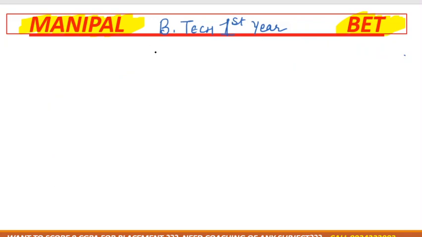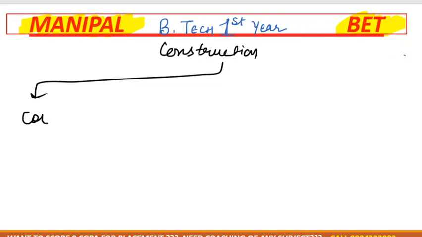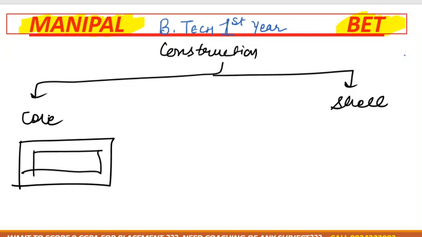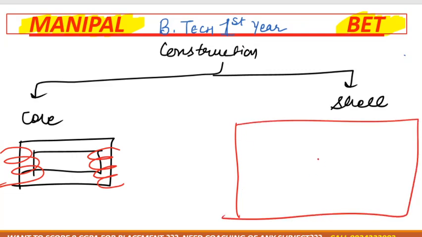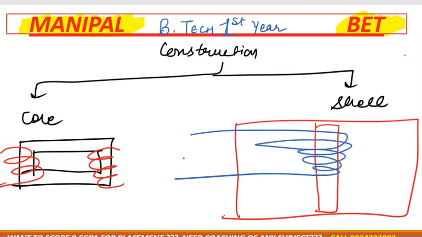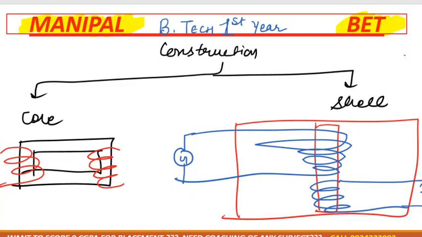Now after that, construction is divided into categories. One is the core type, another one is the shell type. If we are having a transformer like this, as I told you, this is core type, and if you want to make it shell type, this will have a central limb, and in the central limb only primary winding is connected, and in the central limb only load is connected. In the upper limb supply is connected, and in the lower limb load is connected. Correct?